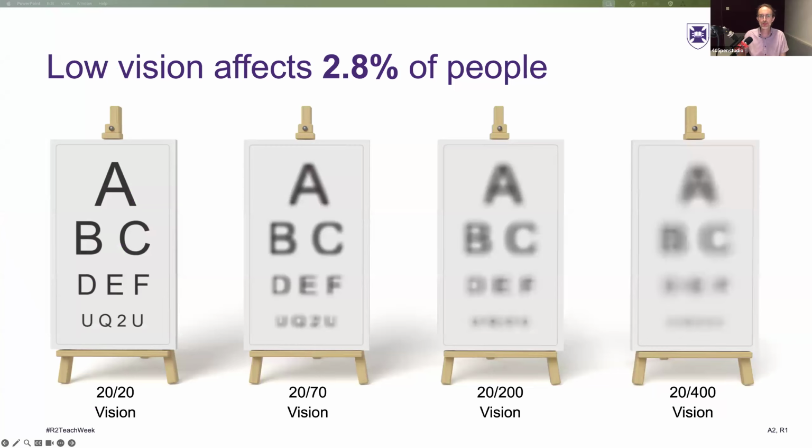So the first aspect I want to talk about is low vision. Statistically, globally, 2.8% of people are affected by some sort of low vision, and low vision is considered an uncorrectable visual impairment other than blindness. And yes, the slides will be available at the end.